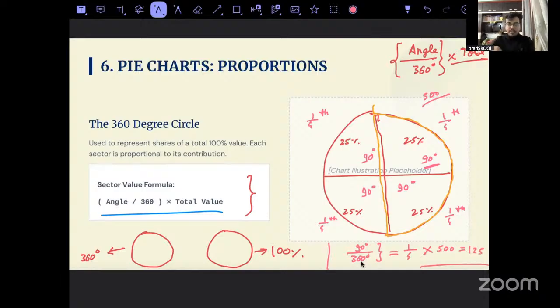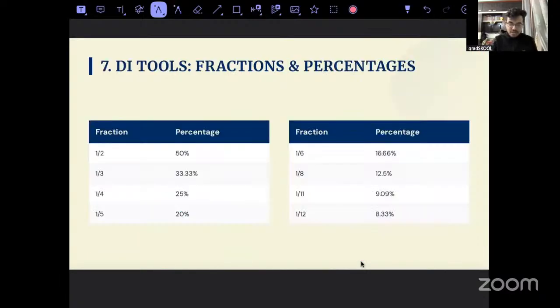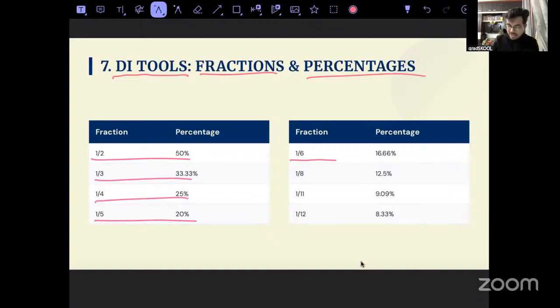Okay, so this we call as the 360 degree circle. Don't learn anything by heart, just go conceptually, because you have CAT in November, बहुत time है. Just build your concepts and I can guarantee everything will be good. Then we have DI tools, fractions and percentages. So this I think ALP sir has already covered for you guys. Like what is this, how to calculate and whatsoever. I'm not sure what all he has told you, but for now you can look into these values.